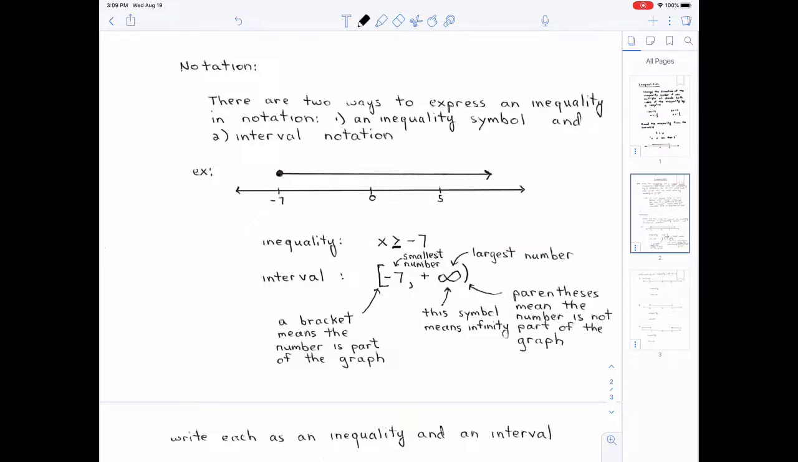Okay, well, how do you express an interval? An interval is always expressed smallest to largest. So what's the smallest number on this graph? It's -7. And then you put a comma. What's the largest number on this graph? It's +infinity. Okay? That sideways 8 is the symbol that means infinity. Now the thing that this doesn't tell you is, do you include the -7 or not?